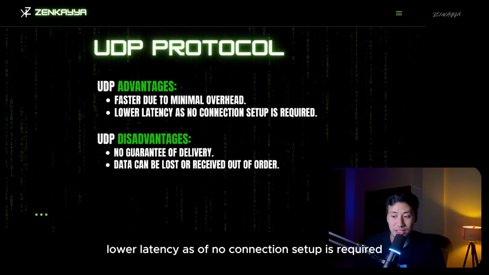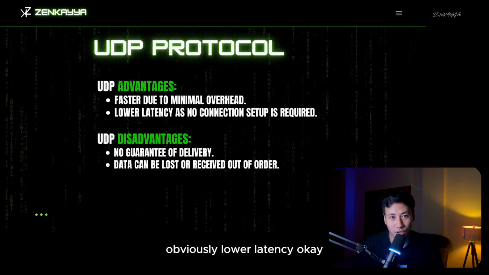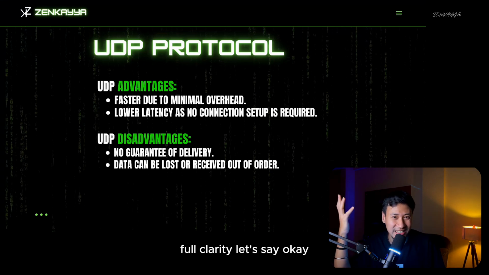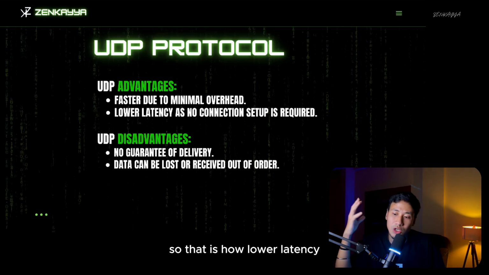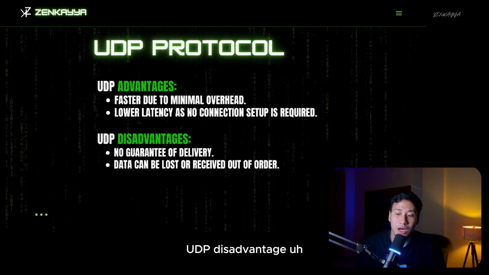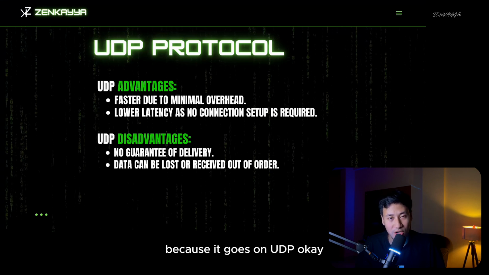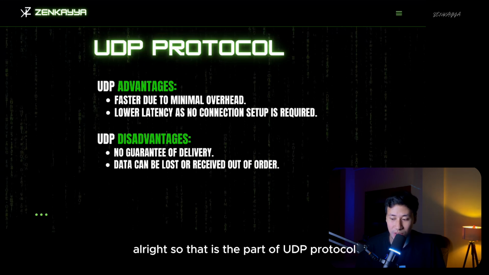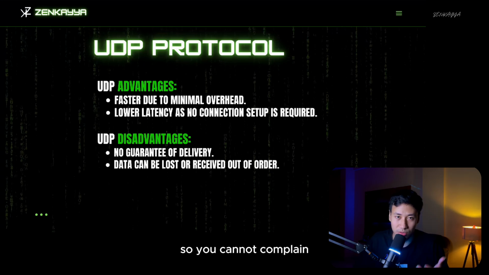Lower latency, as no connection setup is required. Obviously lower latency. You cannot expect full clarity, let's say. UDP disadvantage: no guarantee of delivery. When you are doing a video call, there is no guarantee that it will create a connection. Why? Because it goes on UDP. Data can be lost or received out of order. So while streaming, sometimes it can hang, sometimes an error can occur. So that is part of the UDP protocol, so you cannot complain.